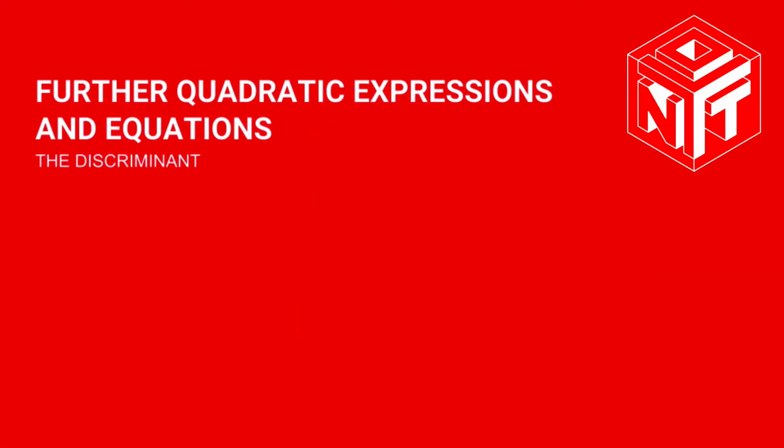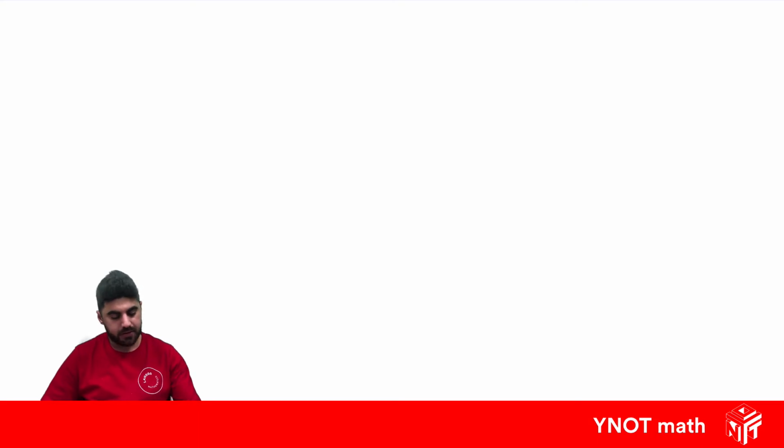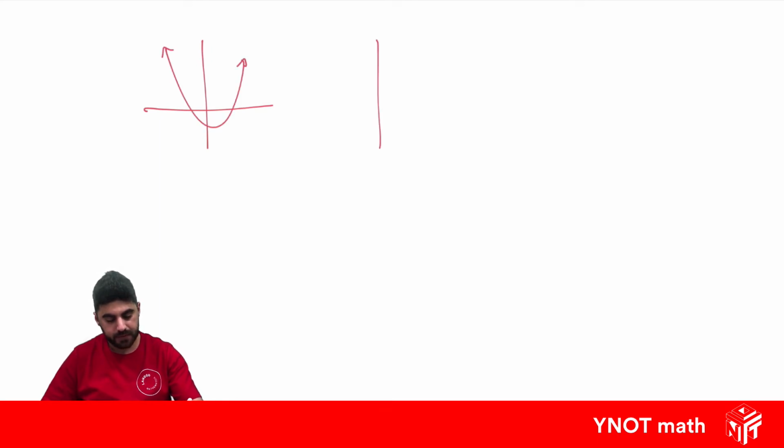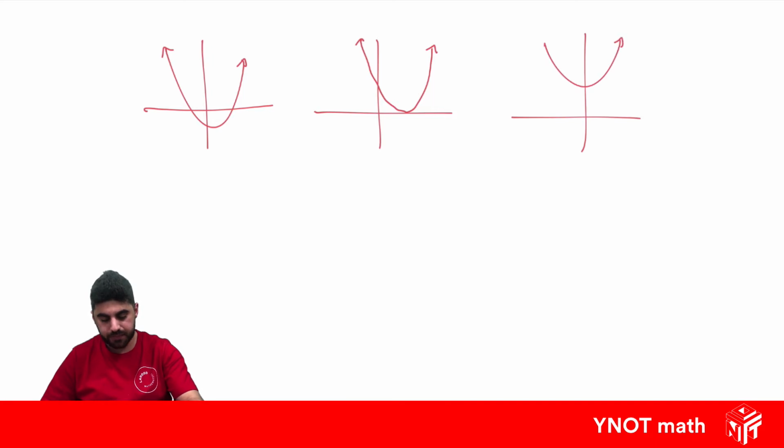The discriminant. So let's have a look at a few graphs. This parabola, this parabola, and this parabola. What do you notice about them?